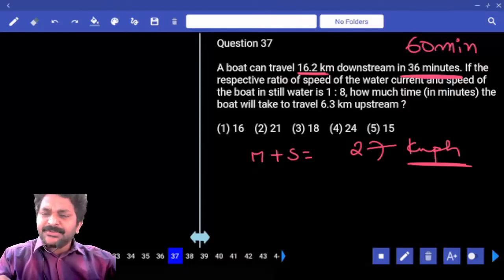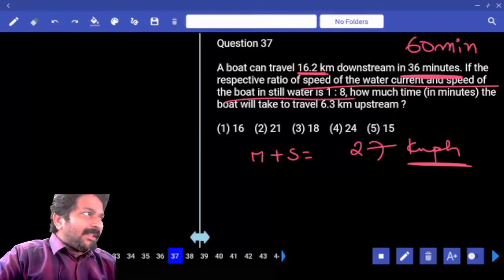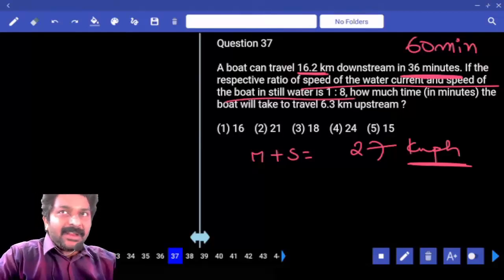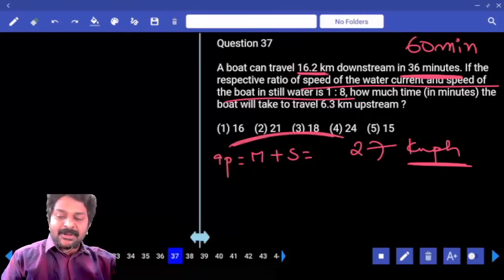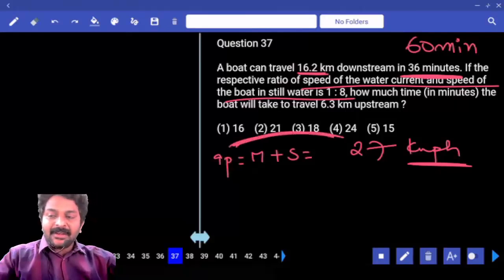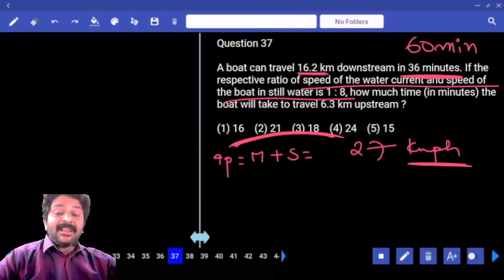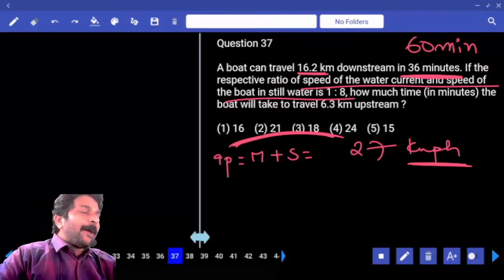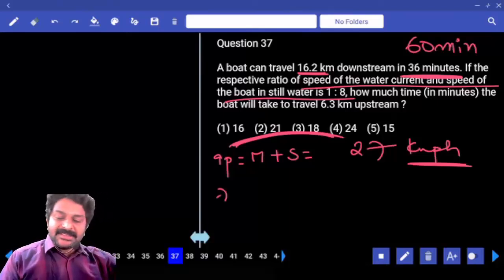The respective ratio of the speed of the water current and the speed of the boat in still water is 1:8. That is stream speed and man speed ratio 1:8. Downstream in the sense m plus s only, which is equal to 9 parts. 9 parts is equal to 27. Now your question is to identify how much time the boat will take to travel 6.3 kilometers upstream. Upstream in the sense m minus s. 8 parts minus 1 part, 7 parts.